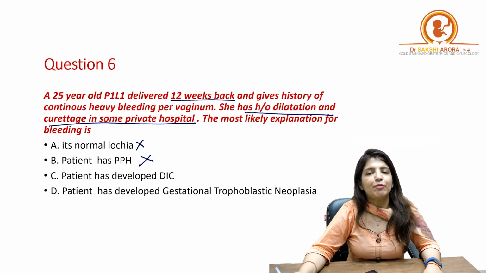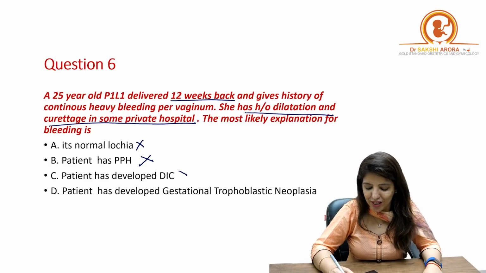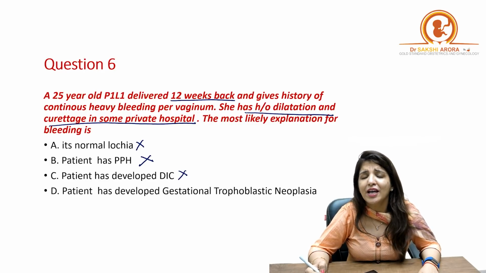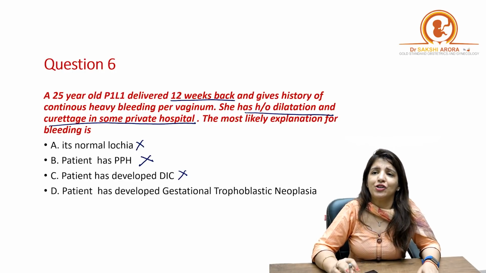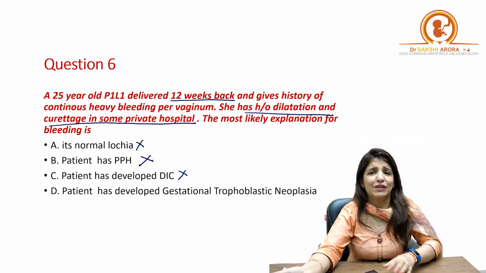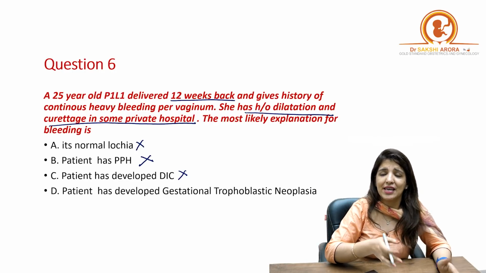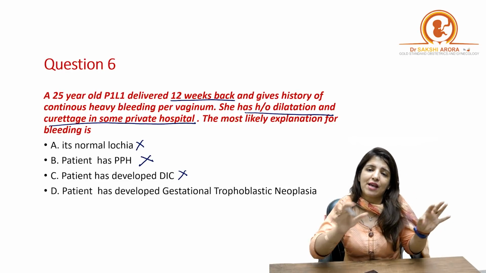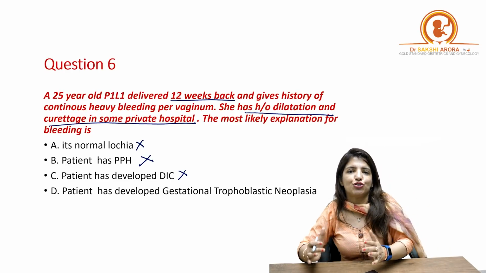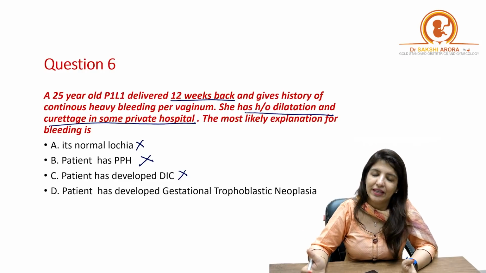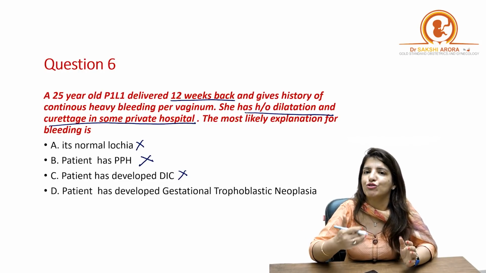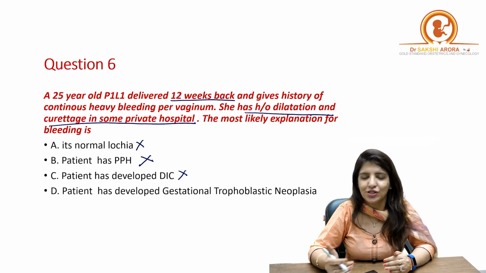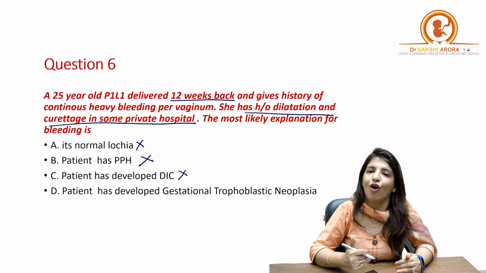Right? Number 3, the patient has developed DIC. Do you think DIC presents this way? That for the past 3 months, the patient is having bleeding, she is going to a private hospital, undergoing DNC, the patient is absolutely fine except for bleeding, and she is coming to you with DIC? No, this doesn't happen. DIC is an acute event and the patient has to present to you immediately. Right? This is not the history of DIC.